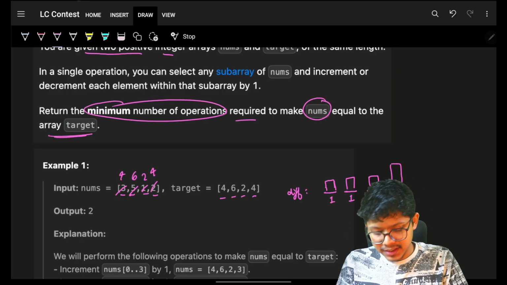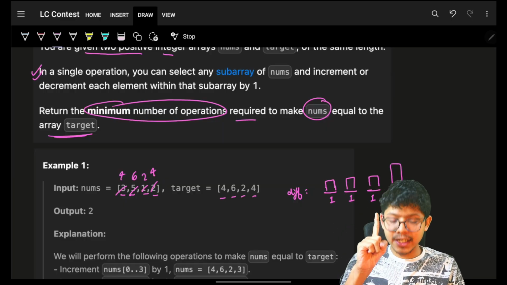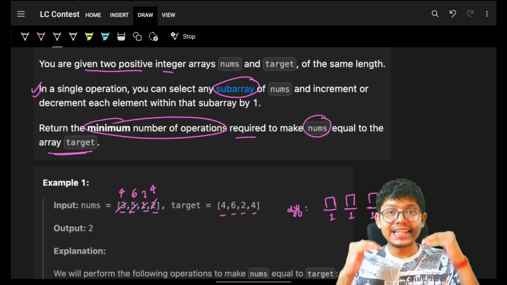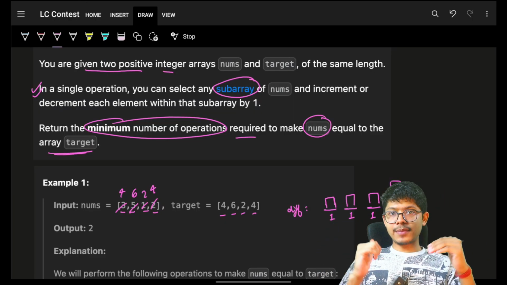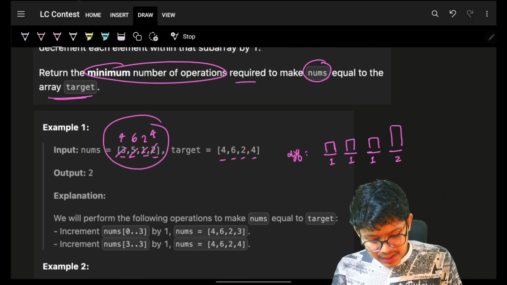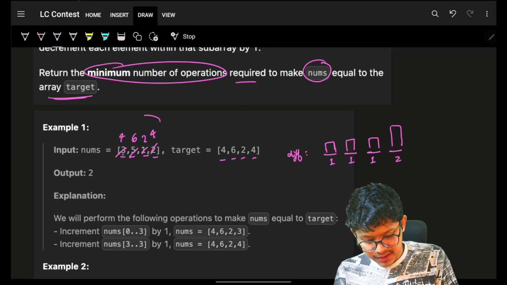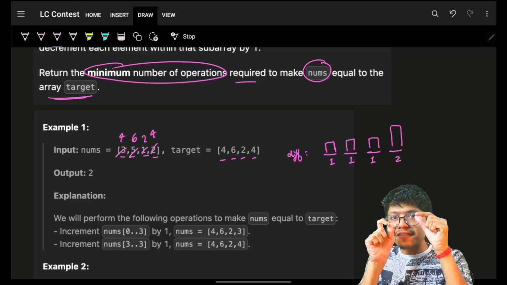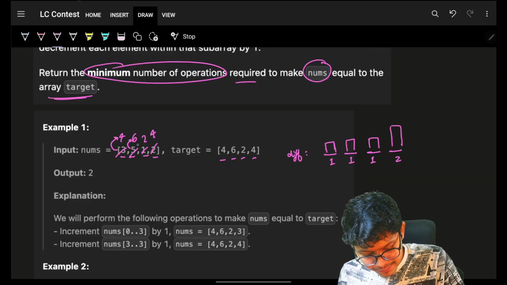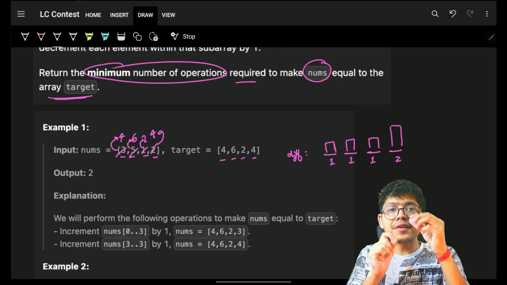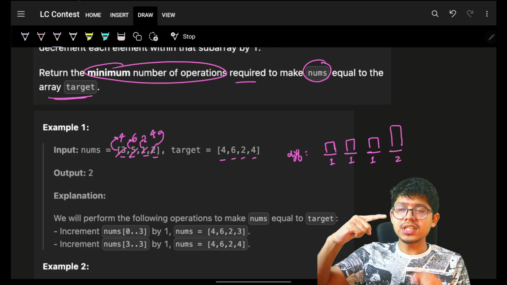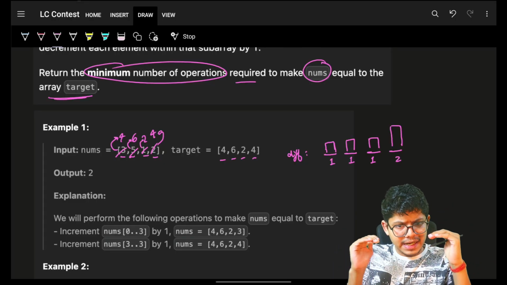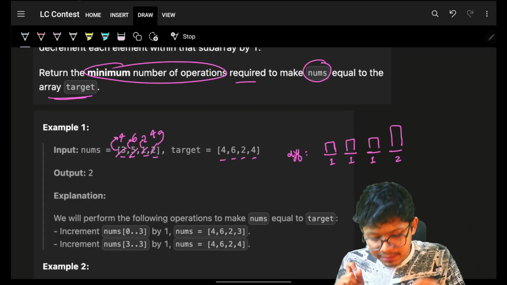Now, the operation which I can perform is, in one single operation, I can take any sub-array. If I take any sub-array, I can increase it by 1 or I can decrease that sub-array value by 1. So, to make this array 3, 5, 1, 2 equal to 4, 6, 2, 4, whatsoever difference is there, which means 3 to 4, 5 to 6, 1 to 2, 2 to 4, that difference I have to ultimately cover. And in one operation, I can cover one sub-array, and that one diff I can cover either on the negative side or on the positive side.